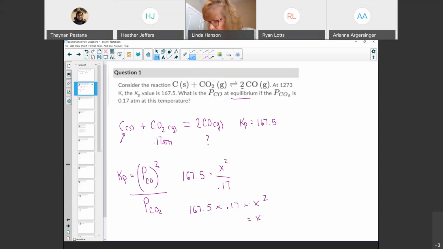And if I could have just a quick moment, I'd like to hit that just to make sure we have a common answer given. 167.5 times 0.17, and then square root that answer. And I get 5.33, but about 5.34 atmospheres.